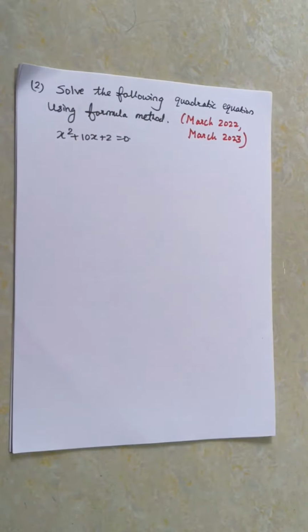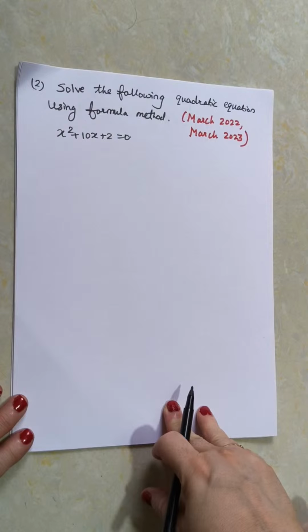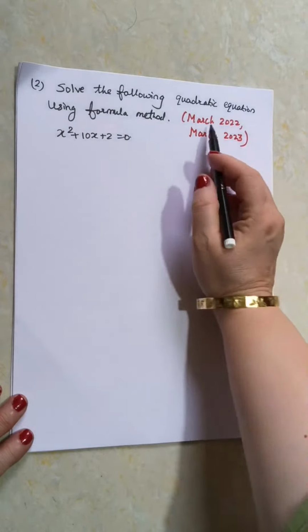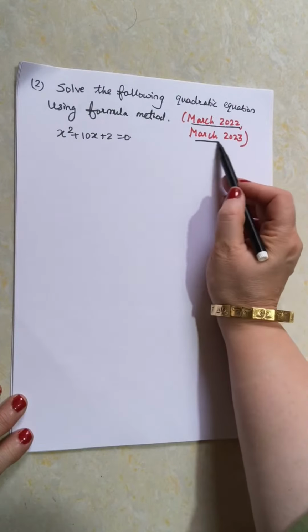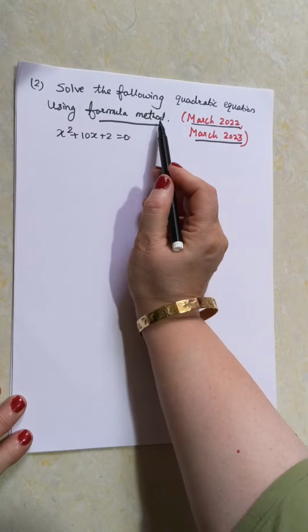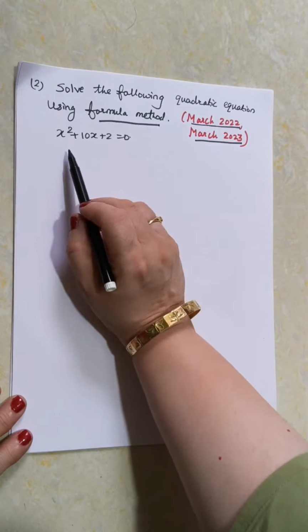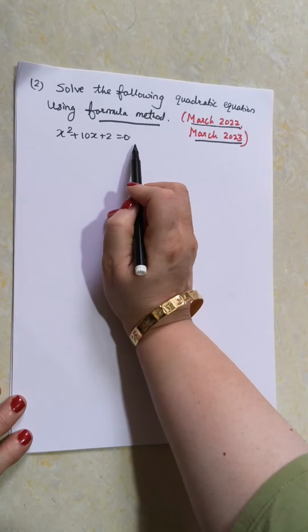That is question second, which is asked twice in a board exam. Okay, Devraj and Harsh also. So this question was asked twice in the board in March 2022 and March 2023. Here we have to use the formula method to solve the quadratic equation. So which is the quadratic equation? X square plus 10x plus 2 is equal to 0.